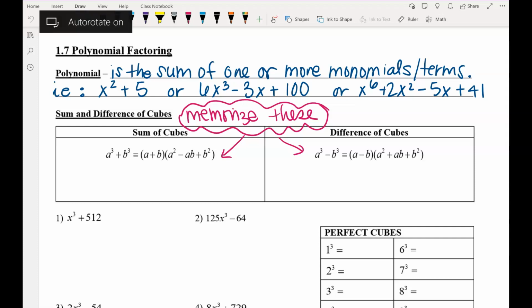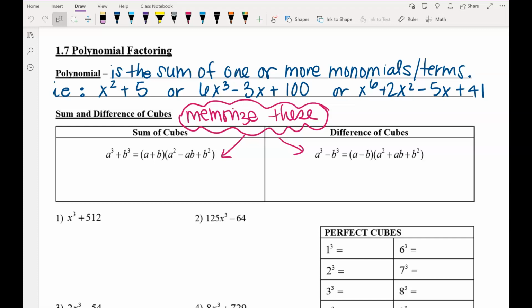All right. So polynomial, find this page. The definition is blank, so let's write this down. Polynomial is the sum of one or more monomials. The word monomials, sometimes we use the word terms, okay?